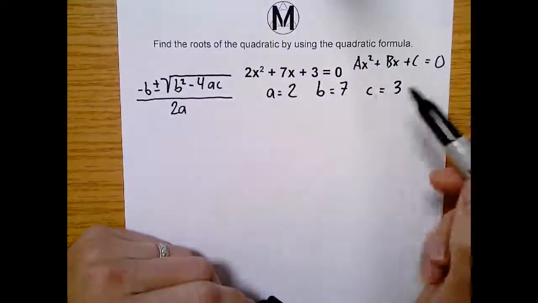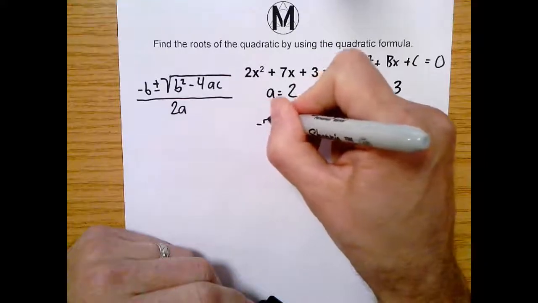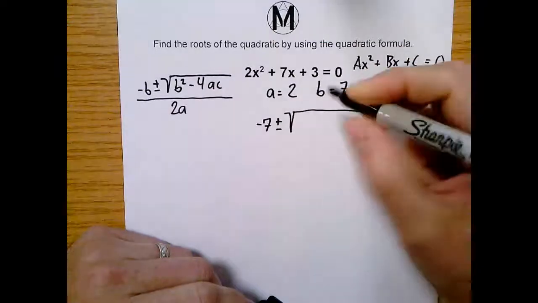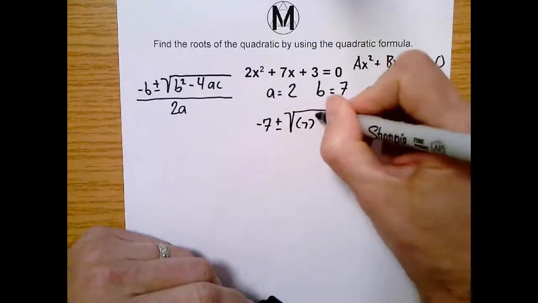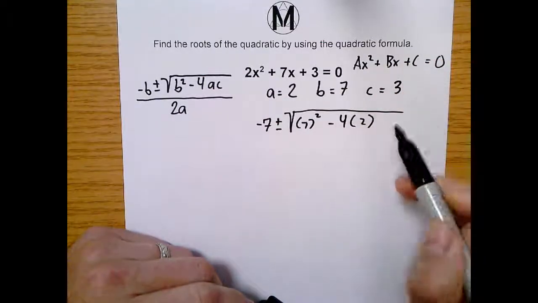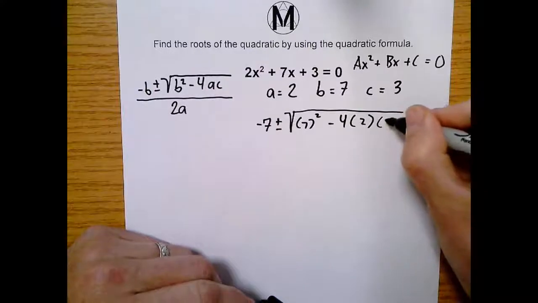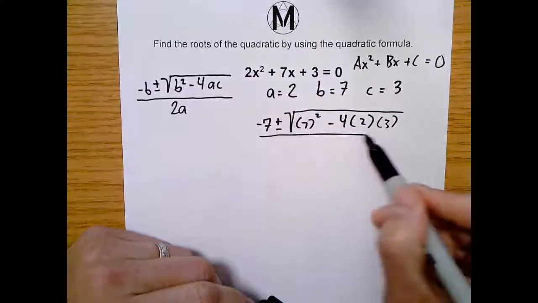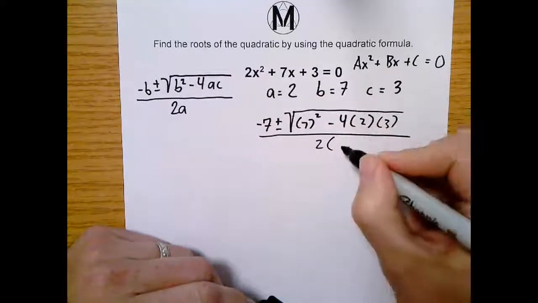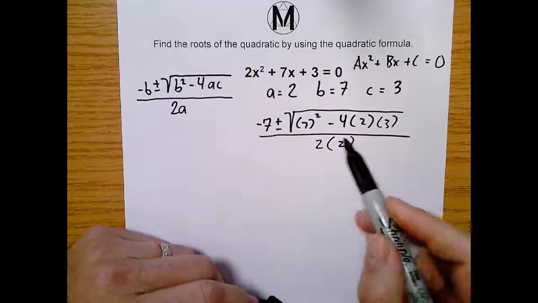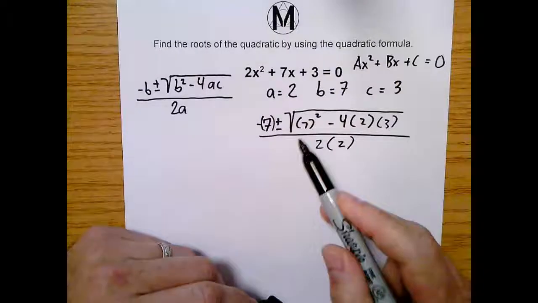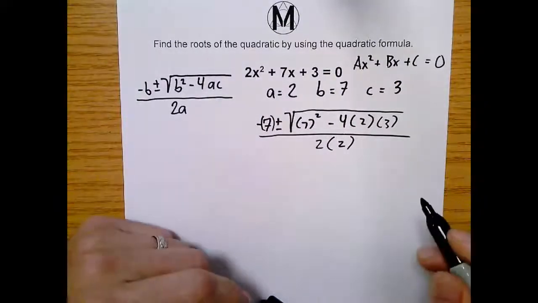Instead of b, I say 7, so I have negative 7, because it's negative b, plus or minus the square root of 7 squared minus 4 times 2, because that's my a value, times 3, because that's my c value. Divide all of that by 2 times a. So 2 times my a value is 2. I like to stick them in parentheses just to keep everything clean and organized.